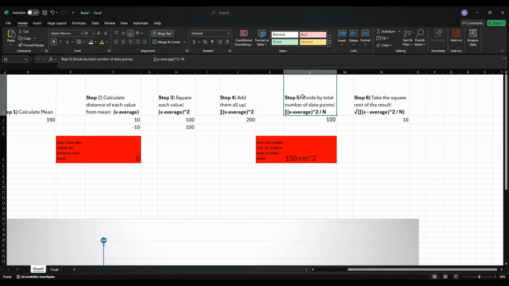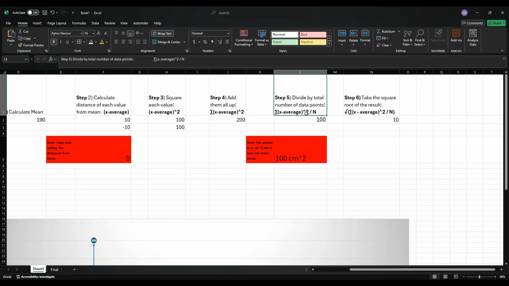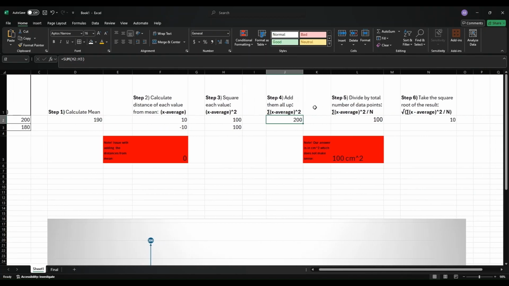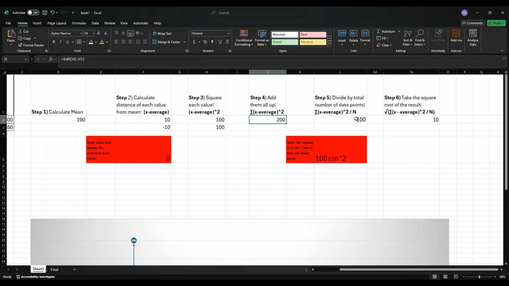The fifth step is to take the average essentially and divide the number we got in step 4, 200, by the number of data points, which is 2. Once we do that, we get 100. And this 100 value is what we call variance.